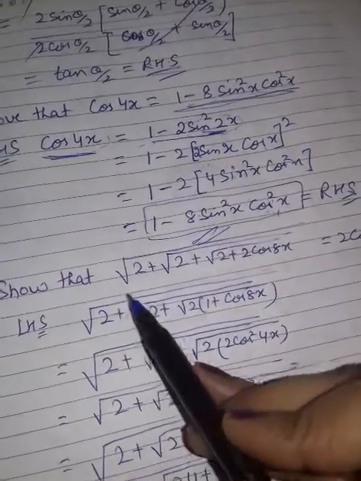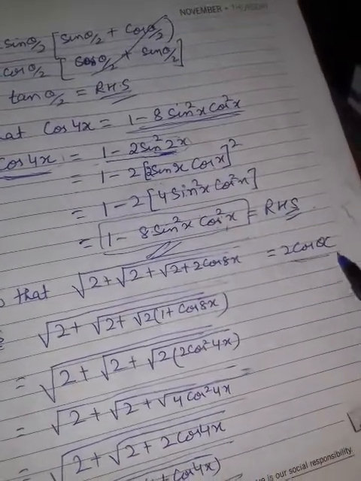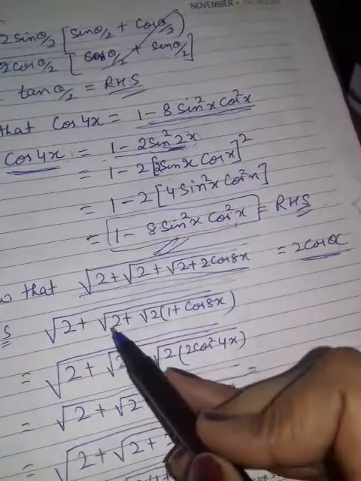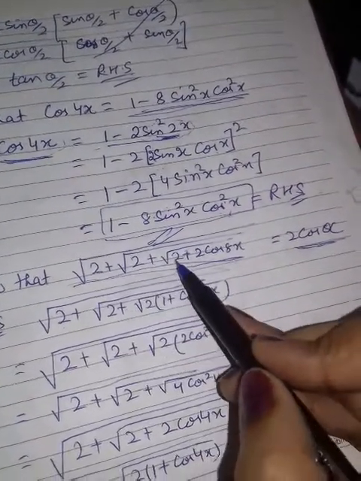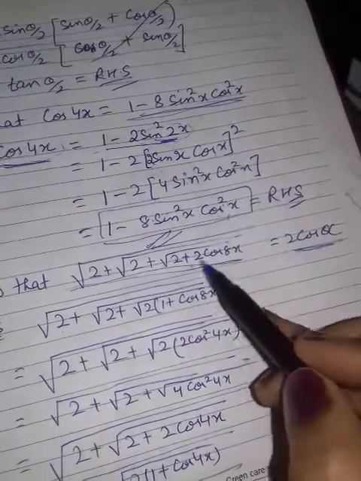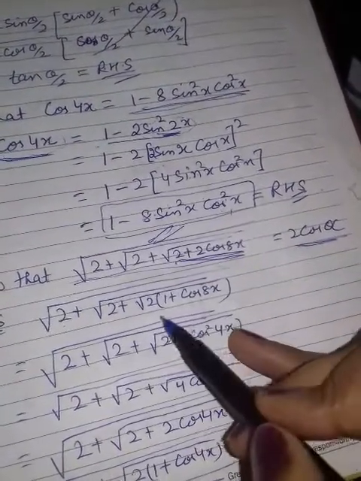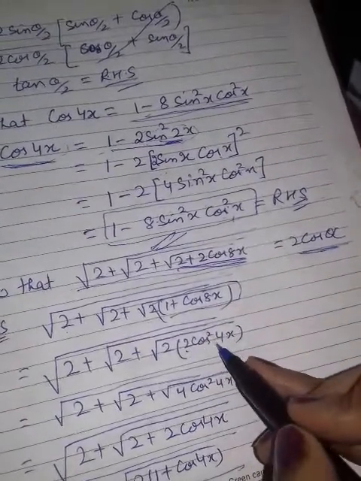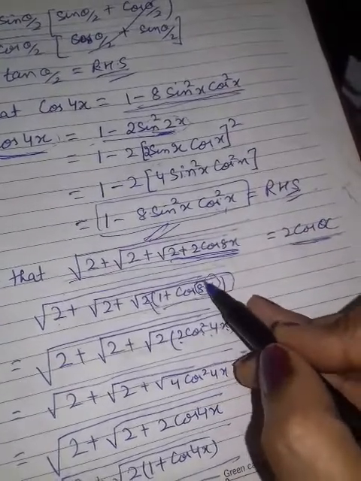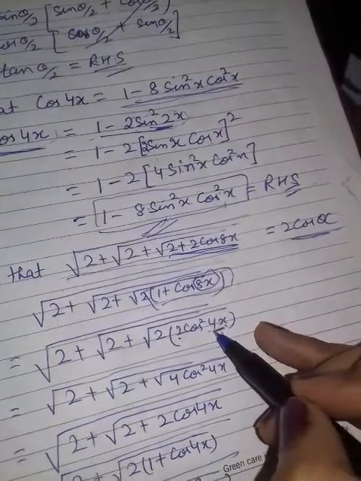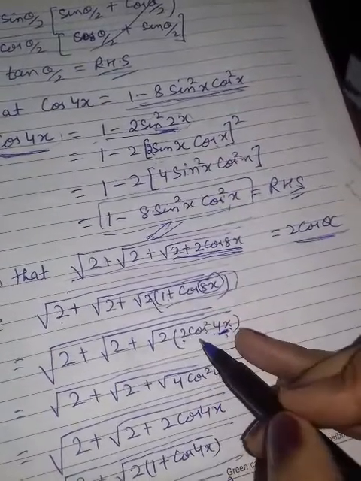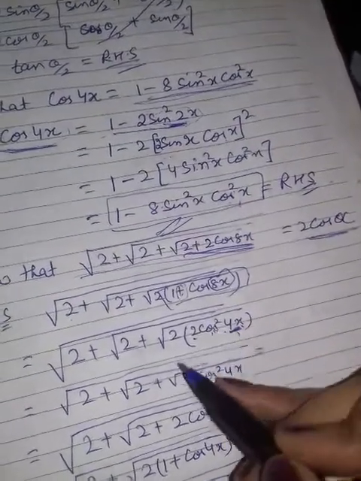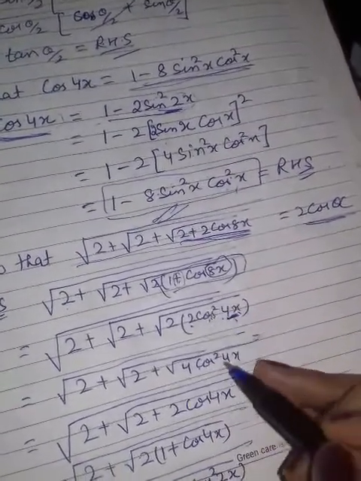Next, show that this is equal to 2 cos x. Clear? See the left hand side, and 2 will remain the same. Root 2 plus root 2, 1 plus cos 8x. From the inner side you can take common. 1 plus cos 8x can be written as 2 cos square theta. Theta is your 8x, so it will be divided by 2. So it became 4x. You know whenever positive is here you will take cos. When negative is here you will take sin. Clear? Now 2 to the 4 cos square 4x.